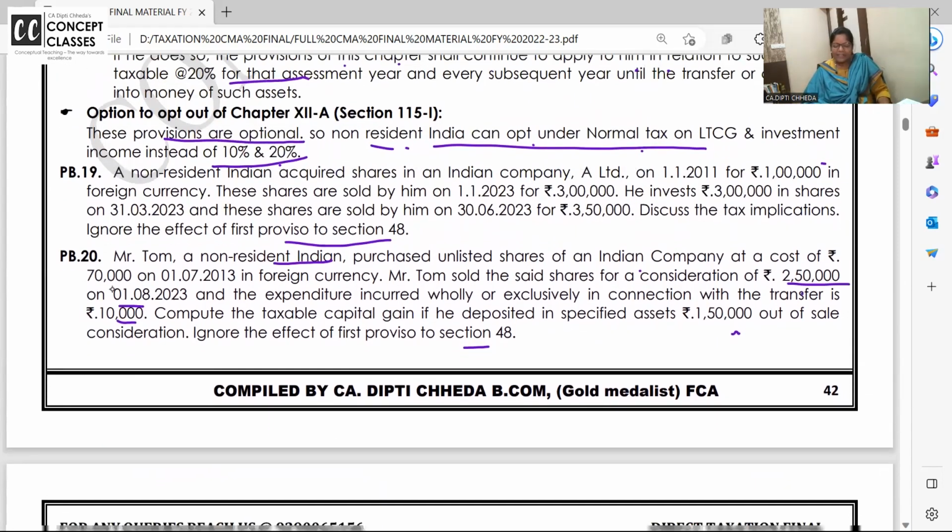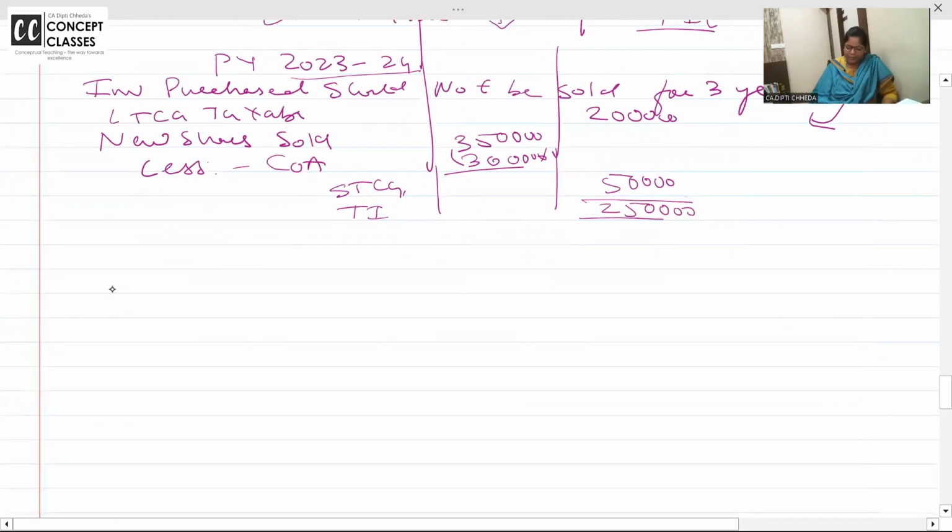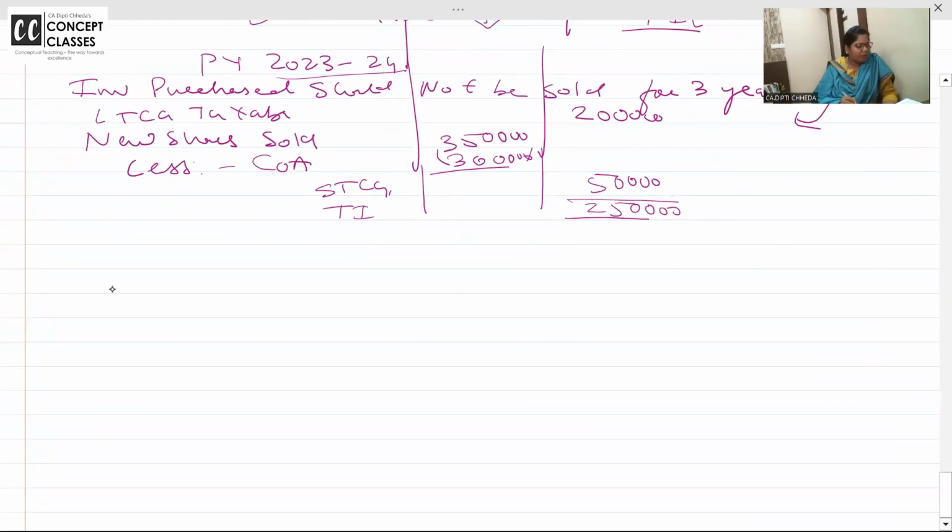I hope you are getting the difference. 19th sum में he invested whole of the money. 20th sum में he invested part. So only proportionate exemption will be given. So this is a nice variety. Let us cover it up. इसको notebook में करते हैं. आप भी करो साथ में. Problem number 28 we are doing now. Computation of income of Mr. Tom.